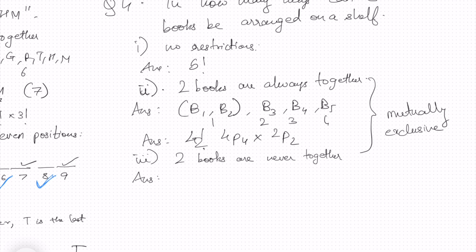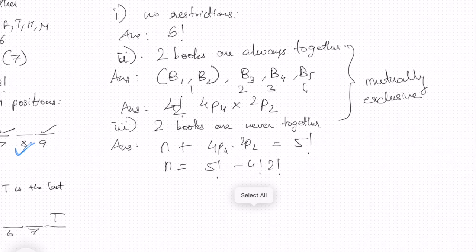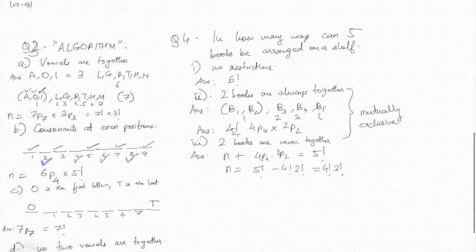In other words, we can add up the answer to this problem, say it's n, and the number of ways to arrange such that two books are always together, and that will give us the total number of ways. So our answer will be 5 factorial minus 4 factorial 2 factorial, or this is 4 factorial into 3 factorial.